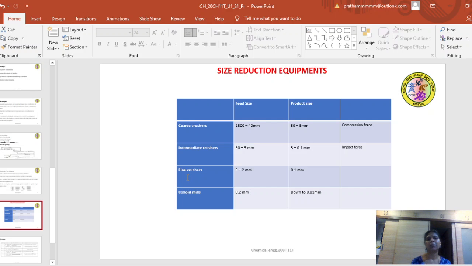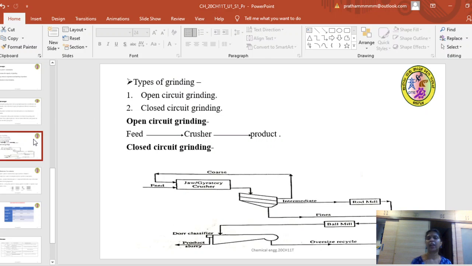Then they might ask what is the difference between the open circuit grinding and the closed circuit grinding. If it is asked for 10 marks, you have to draw the flow sheet and explain. So you have to write the closed circuit grinding flow sheet and the open circuit grinding flow sheet and explain. They might ask you the difference between open circuit grinding and closed circuit grinding, or what the types of grinding are. This you have to explain.